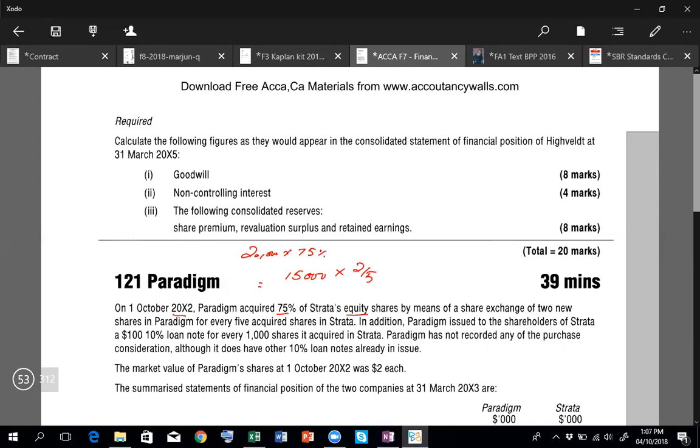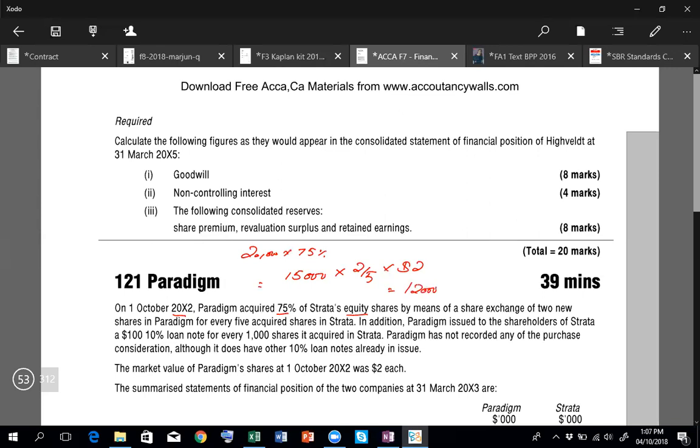Paradigm issued the shareholders of Strata a $100 10% loan note for every 1,000 shares acquired. Then we have another thing, loan notes. Paradigm has not recorded any of the purchase consideration, although it does have other 10% loan notes already in issue. The market value of the Paradigm shares at 1st October was $2 each. So first of all, we multiply by $2: 15,000 times 2, divided by 5, times $2. What happened? 15,000 times 2, divided by 5 gives you 6,000, multiply by $2, that is 12,000.